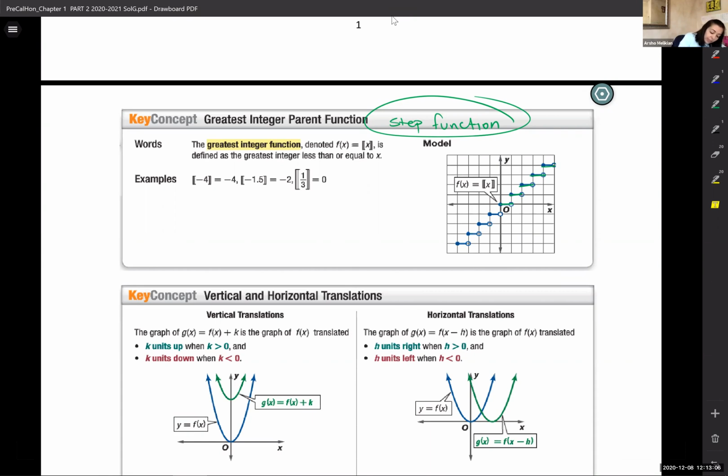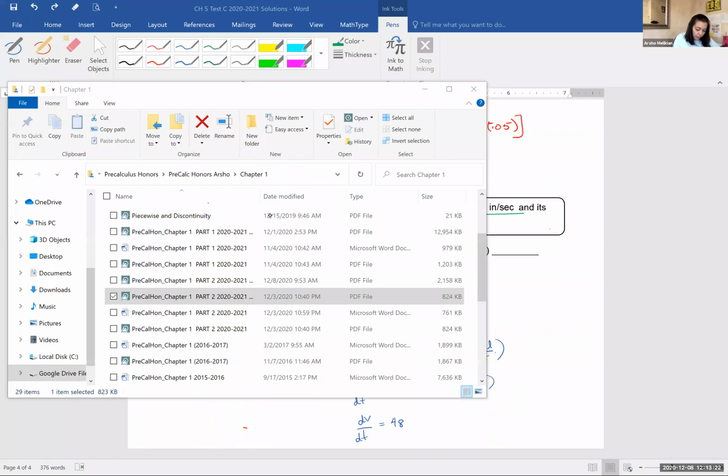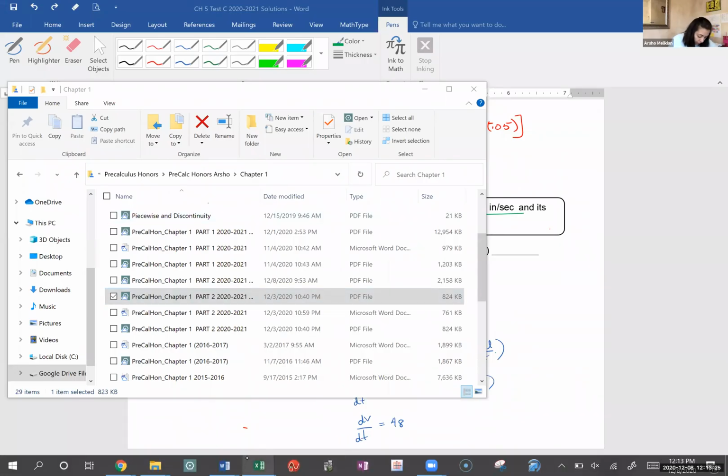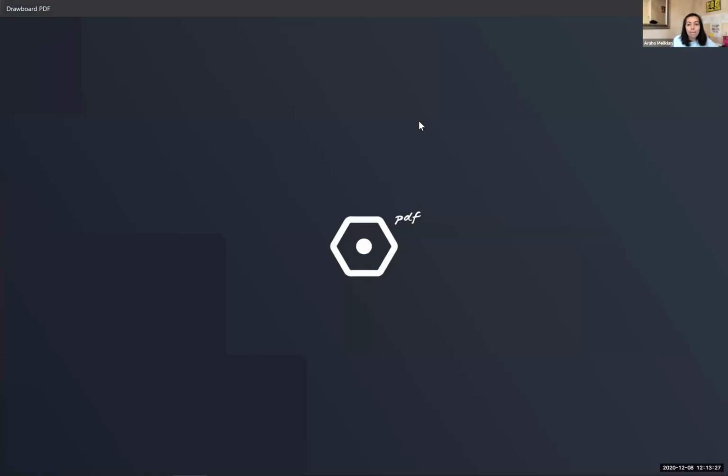But what's the domain of that function? You can just yell it out if you know. Or you could be wrong, I really don't care. All real numbers. And then what's the range? Oh, yikes. What's the range of that? Is it a continuous range? No, it's only integer values. So the range is only integer values.